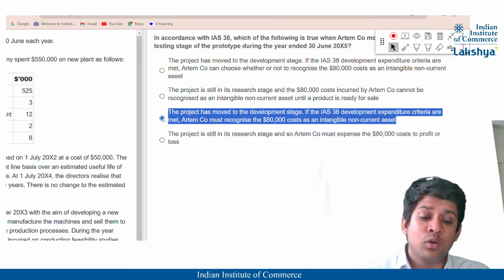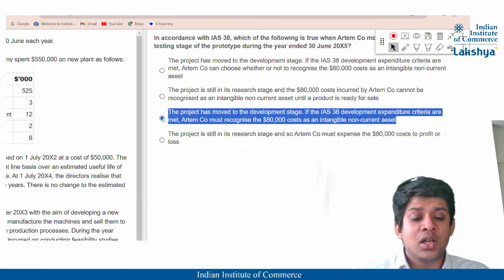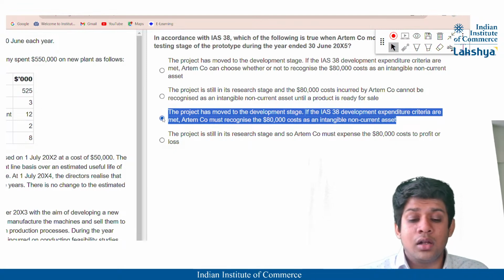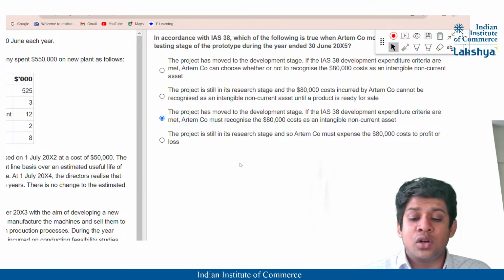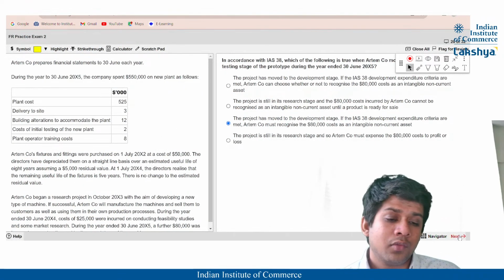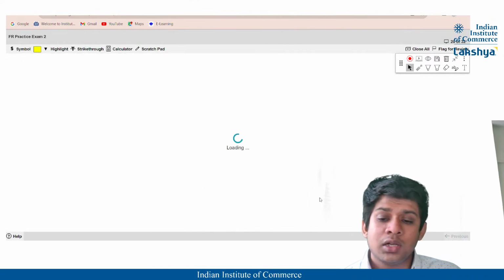So the project has moved to the development stage as per the IAS 38 development criteria, you will capitalize the costs incurred after the development stage. The project is still in the research stage. Obviously, it is not in the research stage, so I can directly ignore that. So I think option C will be the most appropriate option here. Moving on to the next part.